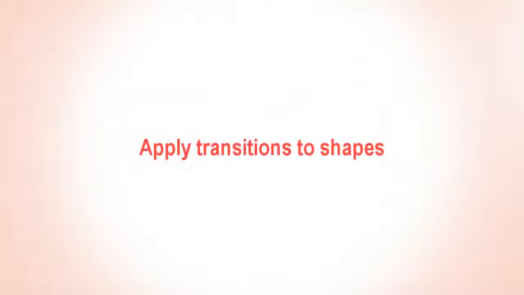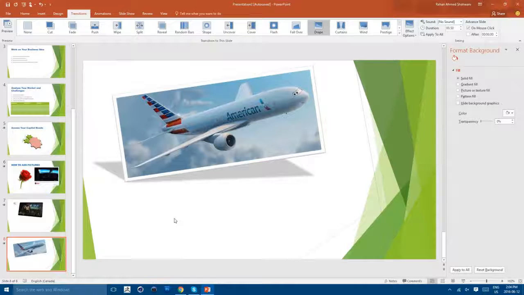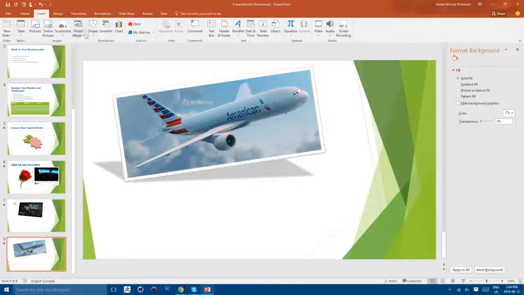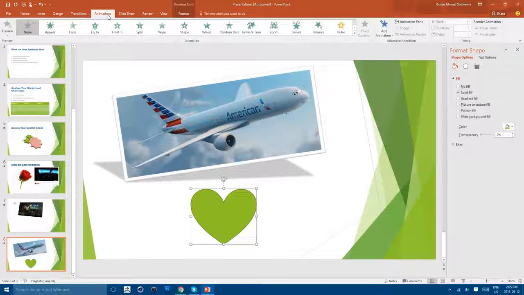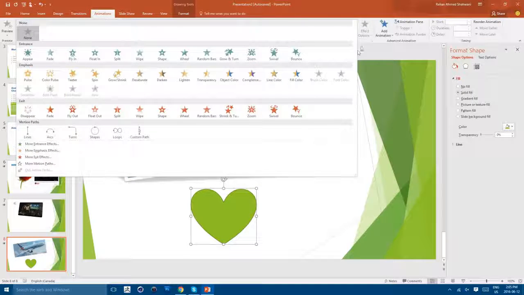Next, how you can apply transitions to shapes. Using the same option, you can also animate your objects and shapes. So go click on the Insert tab, click on Shapes, and choose a heart shape or any other shape that you want. I'm going to draw the heart on the screen. I click on the heart, and I click on Animation. When I click on Animation, you will see a bunch of animations on the screen, and if you press the down button, you'll see a bunch of different animations.